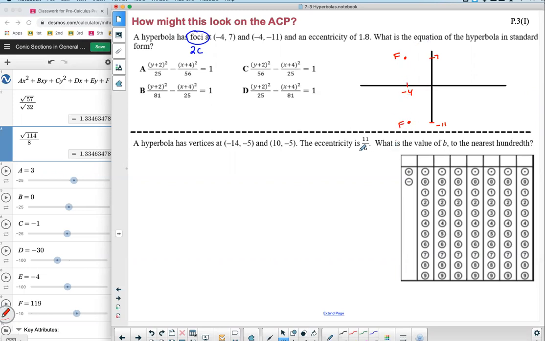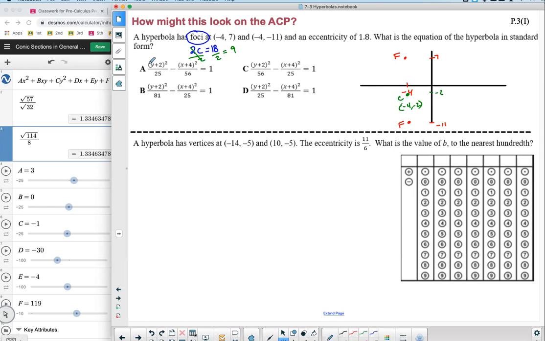Now this tells me something. First, it's vertical, which means the y squared has to come first, which it looks like all the examples are that way. We could count, this is 7 units up, 11 units down. That's a total of 18 units. If 2C equals 18, we could solve for C. Say C equals 9. So now I can get the center. 7 minus 9 would be down at -2. There's my center. So the center would be left 4, down 2.